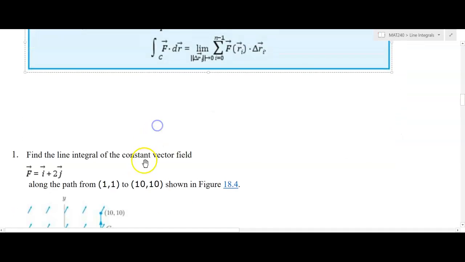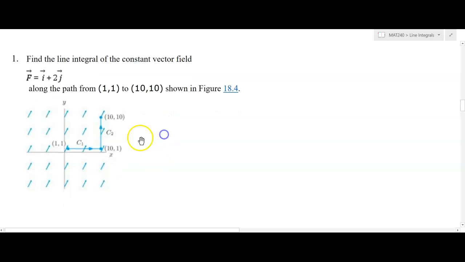Great. So how do we actually use this formula? Well, let's say that we want to find the integral of the constant vector field. So you can see that all these vectors are the vectors 1, 2: 1 unit in the x, 2 units in the y. And we want to take a straight path from 1, 1 to 10, 1, and then from 10, 1 to 10, 10. So we'll call that first segment C1. We call that second segment C2.